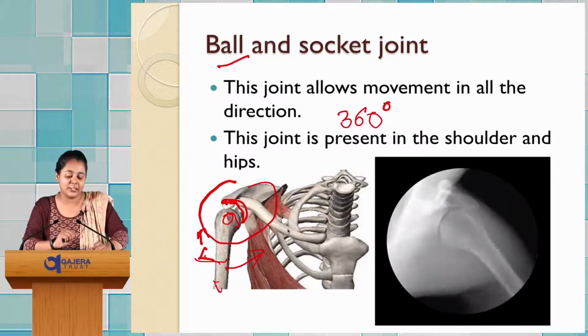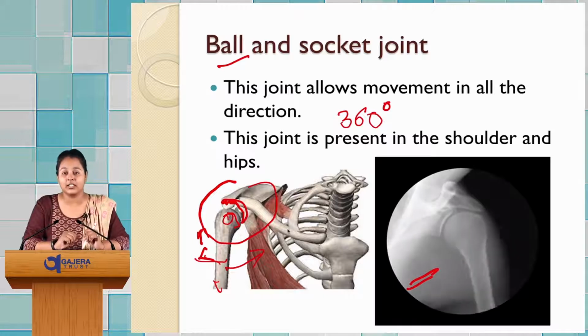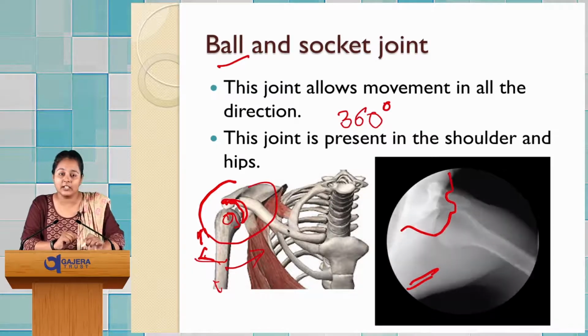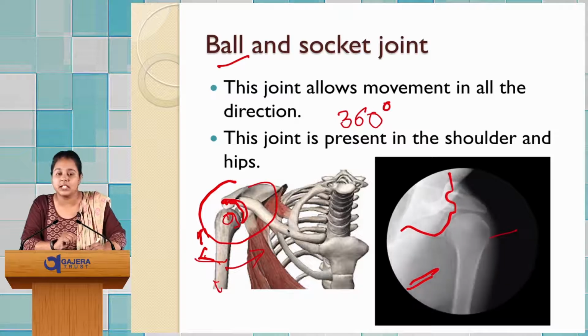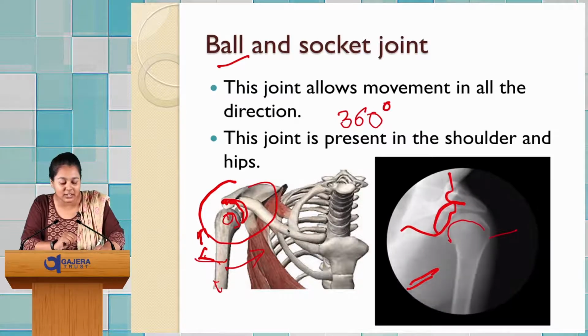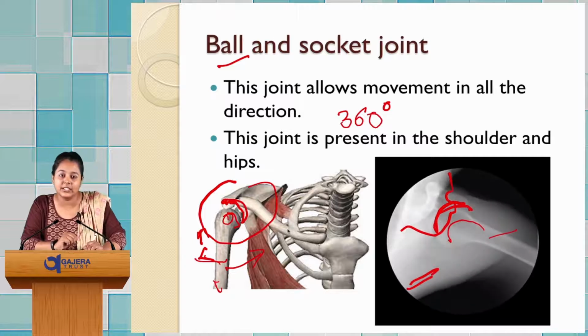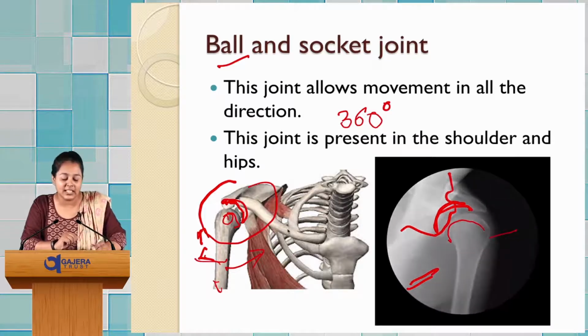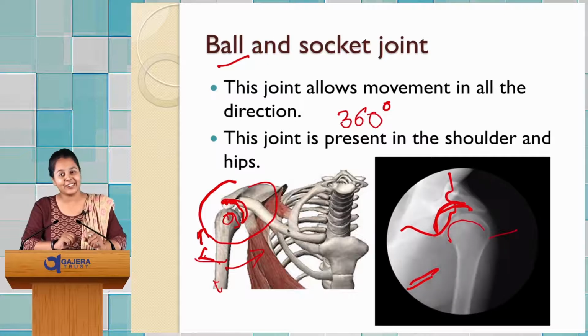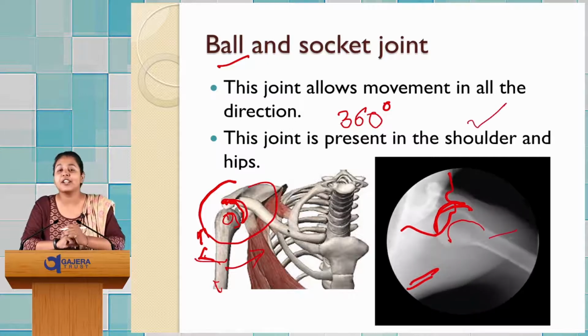In the same way, this joint is present in our pelvic girdle. Over here we can see this is our hip girdle and over here is our femur. The femur has a ball shape over here and this has a socket shape. This is sitting over there, and when the person is moving, the ball is simply moving left or right. We can move it in all the directions, right? This is the ball and socket joint.